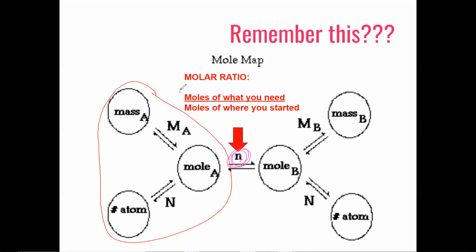And you see this little fraction up here. Your molar ratio is moles of what you need divided by moles of where you started. So quite literally, in a reaction scenario, whatever the problem wants, you're going to say moles of that over the moles of whatever your given number is. And I know that probably sounds a little bit confusing, but we're going to do a lot of practice problems for you guys to figure that out.